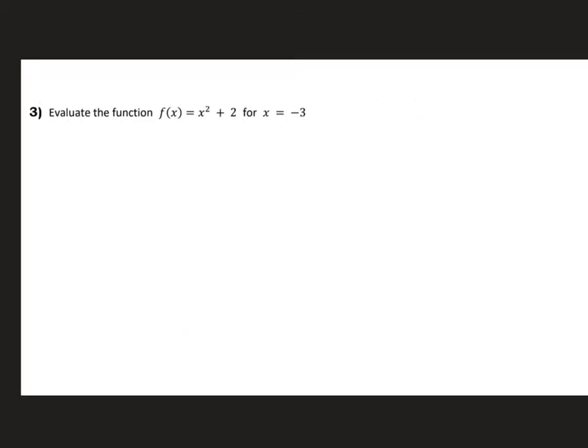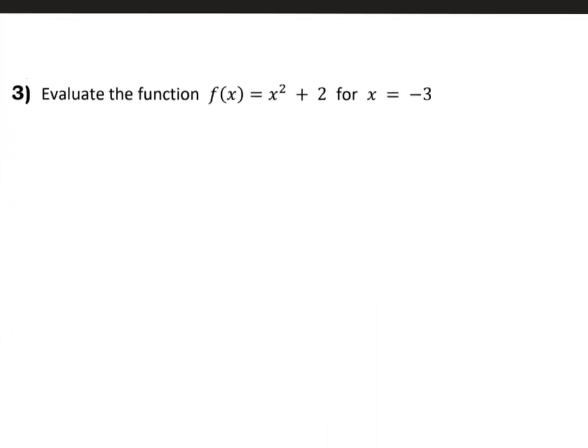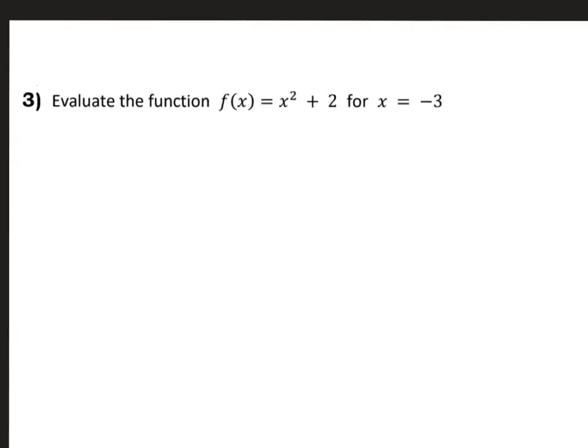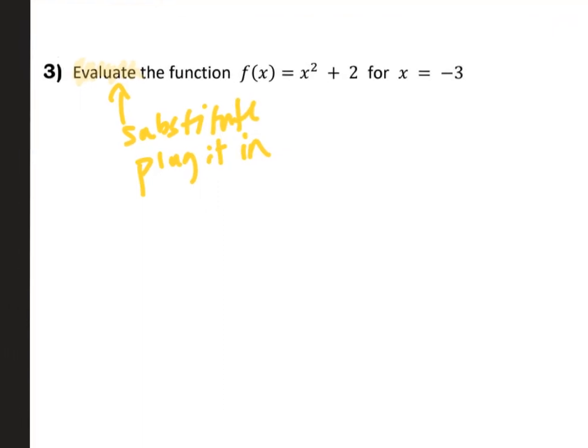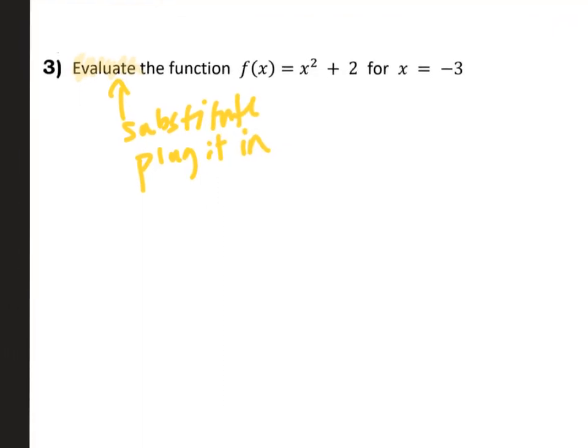All right, evaluate the function f of x equals x squared plus 2 for x equals -3. This word evaluate is just a really fancy way of saying substitute. You might have heard it said in middle school as plug it in. I don't like saying plug it in. Let's actually be mathematical with our language, but it's the same concept. Every time you see whatever's in the parentheses, so in this case it's x, whenever you see that in this expression, you're going to just be substituting in this value.